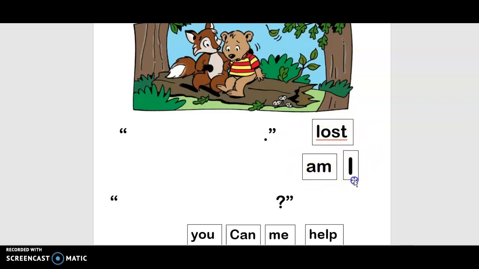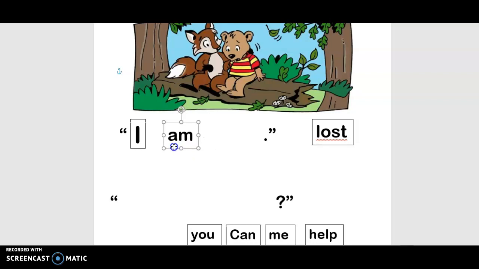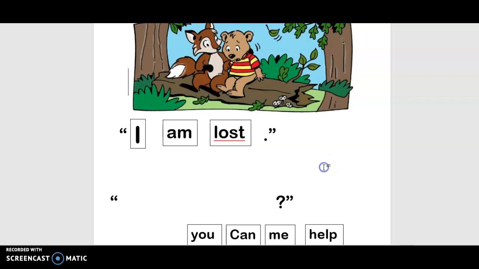What if I started with I? I lost? No, we're missing some words. I am lost. Does that make sense? Yeah, that makes sense. I am lost. So he's saying that really sad. Let's say that sad together. Ready? I am lost. Your turn. Good. So now he just admitted to Fox that he's lost, right?